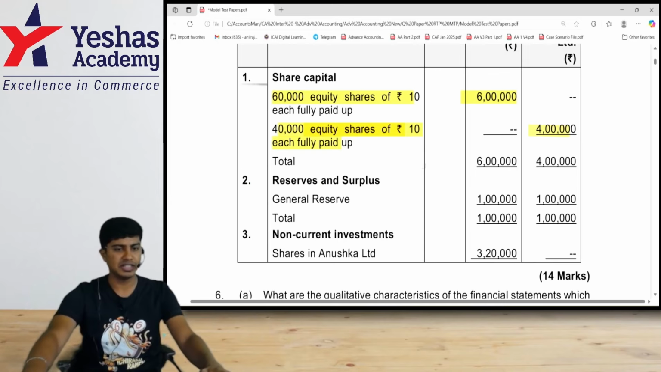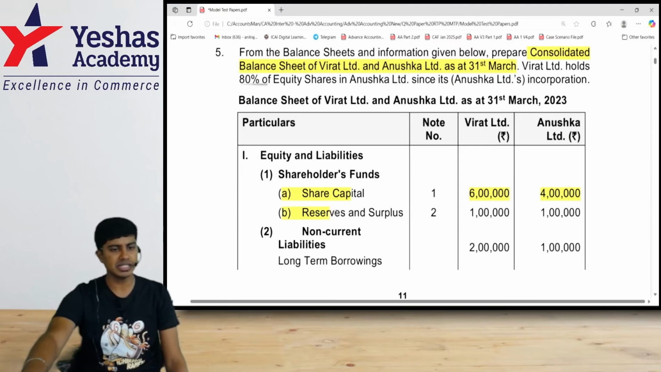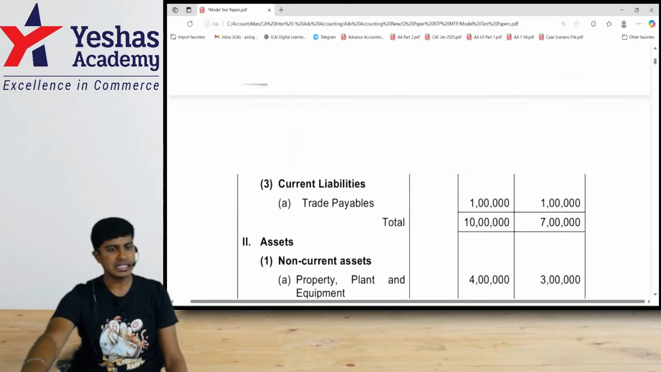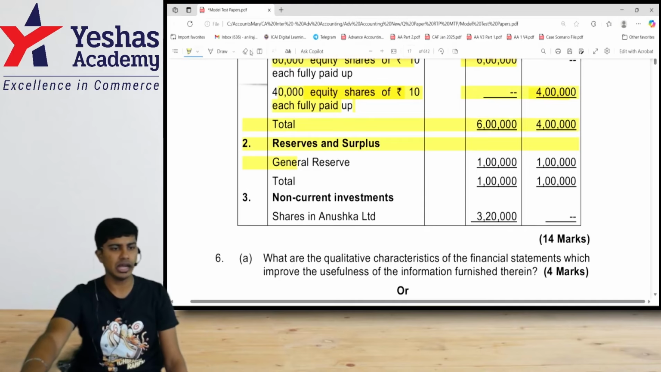What do we have after this? Let's go back to the balance sheet again. In the balance sheet, the next item is reserves and surplus. 1 lakh, that of Virat Limited. See the notes to accounts. In notes to accounts, we have general reserve 1 lakh. There is no adjustment whatsoever. I will write this 1 lakh as it is in my balance sheet.